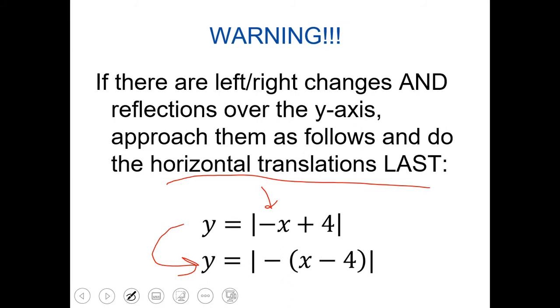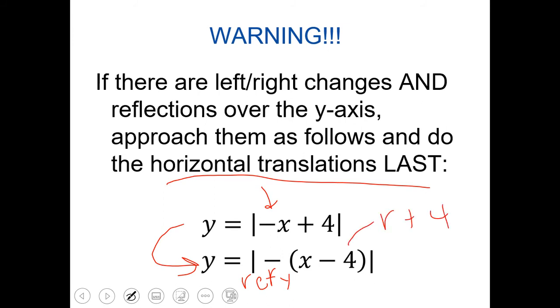So if I factor a negative out of each term, I get a negative times parentheses x minus 4. Again, you're not taking it out of the absolute value. You're just taking it away from the x. Now, if you were going to describe these transformations one at a time, this negative on the inside would reflect you over the y-axis, and this would be right 4.